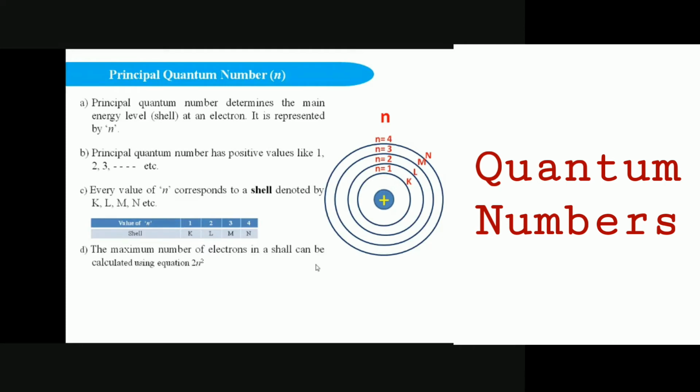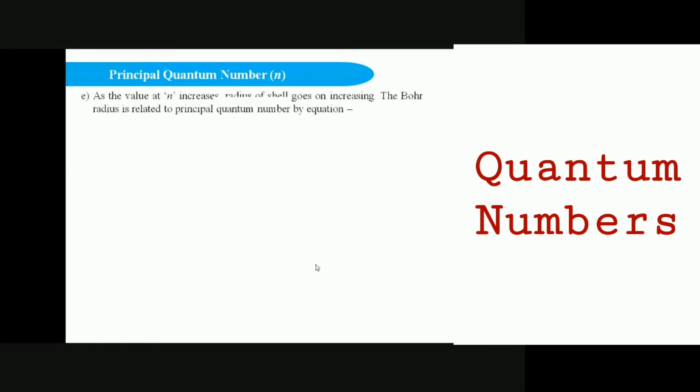We can determine the number of electrons in a shell. It is given by 2n squared, which means the first shell contains a maximum of 2 electrons, the second shell a maximum of 8 electrons, the third shell a maximum of 18 electrons, and the fourth shell a maximum of 32 electrons. Apart from giving information about the energy level, it also suggests the number of electrons it can occupy. Then the next information we can draw from the quantum number n is the radial distance.